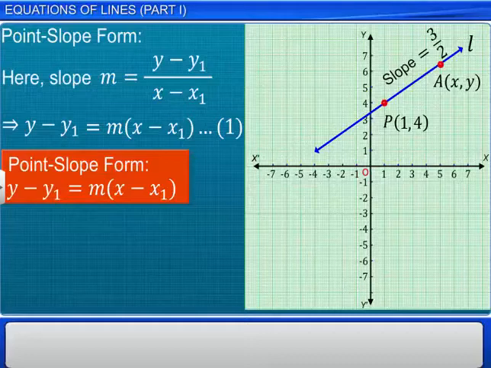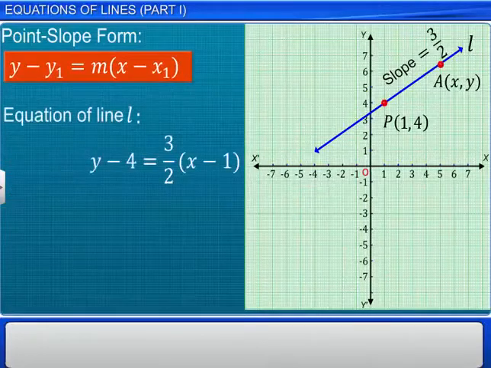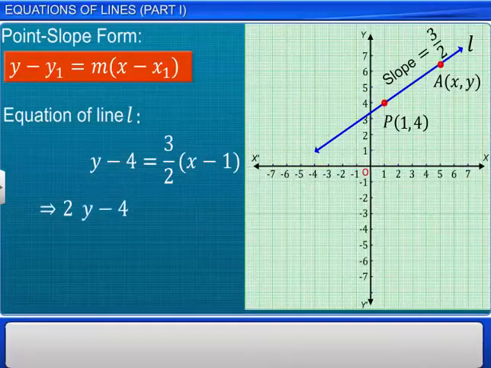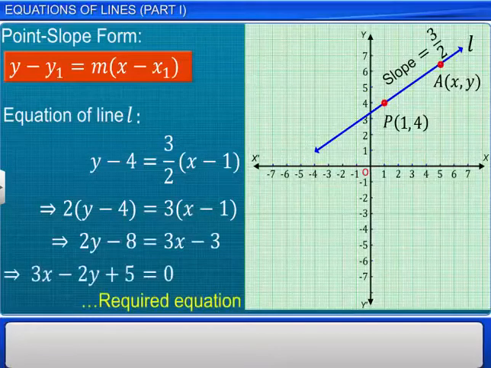Let us put the values of m and the coordinates of point P in the point-slope form of the equation of a line. On simplifying, we get the required equation of the line as 3x minus 2y plus 5 is equal to 0.